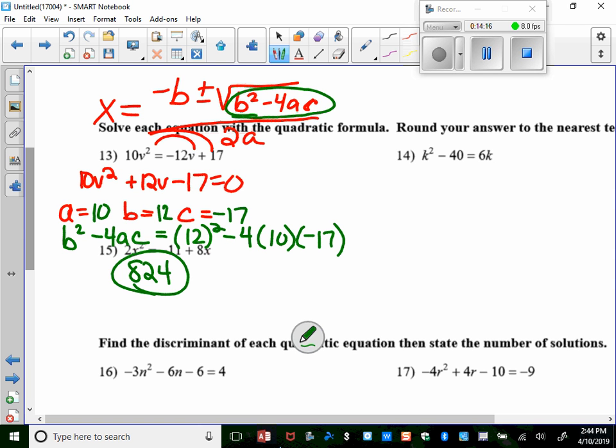All right, so once you have that, then you're going to put it under the radical. You're going to put your opposite side of your b term, and then the 2 times the a term. So let's go ahead and do all of that. Okay, so x equals, what is the opposite of 12? Negative 12 plus the square root of 824, all divided by 2 times the a term. Well, what's 2 times 10? 20. So now you have it all set up.